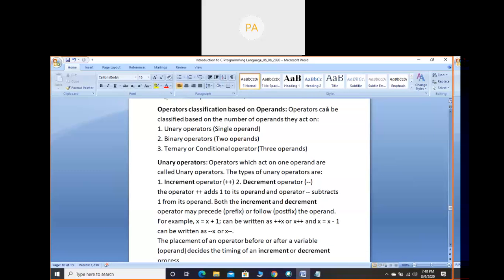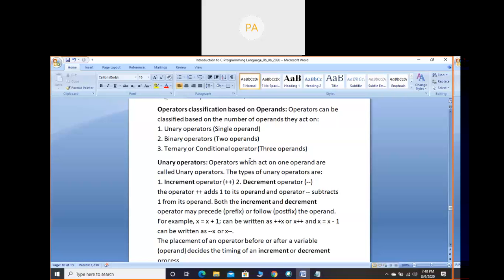Operators can be classified based on the number of operands they act on. That means they operate on. Unary operator: single operand. Here operand means it can be a variable or a constant or an equation, that is, an expression. Binary operator: two operands. Ternary or conditional operator. The ternary operator is also called the conditional operator. So three operands it will use.